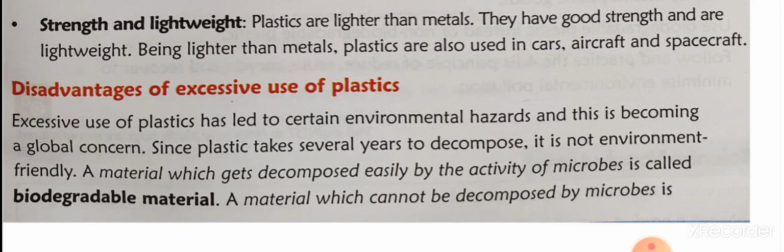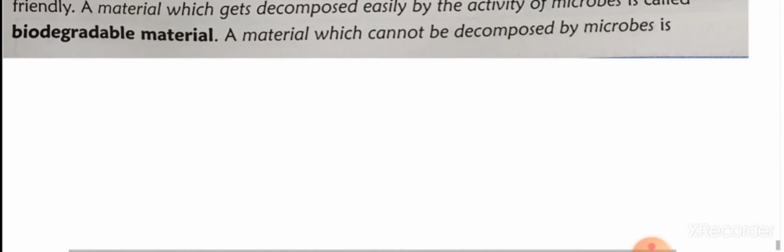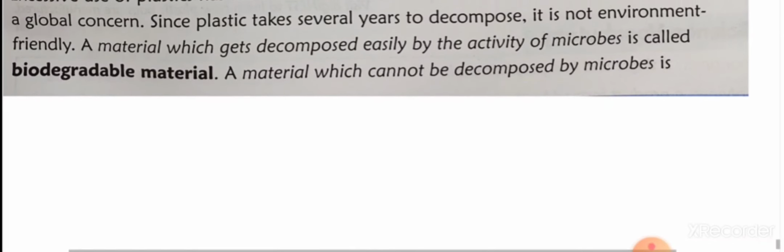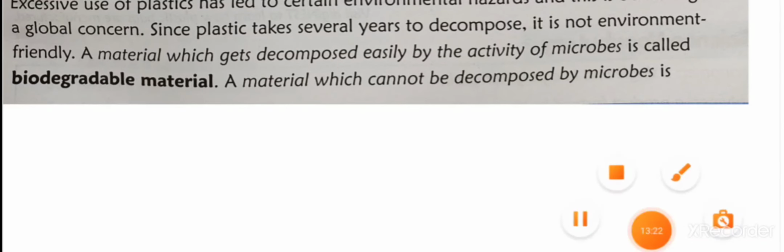Now we'll see the definition. A material which gets decomposed or broken down easily by the activity of microbes is called biodegradable material, whereas a material which cannot be decomposed by microbes is called non-biodegradable material.